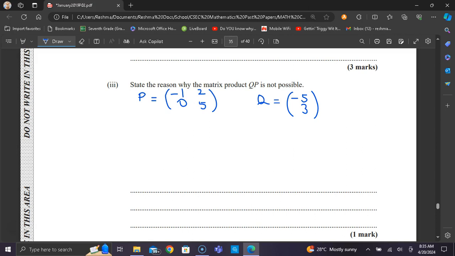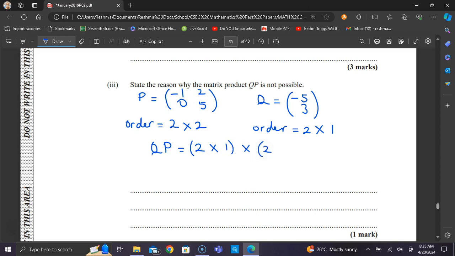All right, so the order of a matrix is the number of rows by the number of columns. So the order of matrix P, there are 2 rows and 2 columns, so it's a 2 by 2 matrix. And the order of matrix Q is a 2 by 1 matrix. So we want to multiply matrix Q times matrix P. So that's a 2 by 1 matrix multiplied by a 2 by 2 matrix.